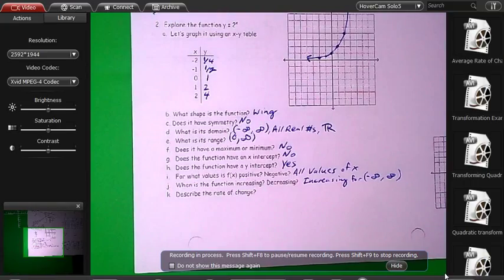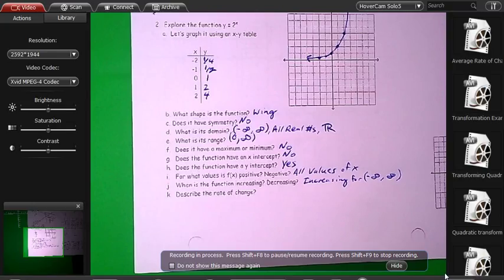All right, describe the rate of change. What is rate of change? We talked about this last week. It's the slope. That's exactly right. So what is the slope? Do we know what the specific slope is for this curve? No, because it's changing.